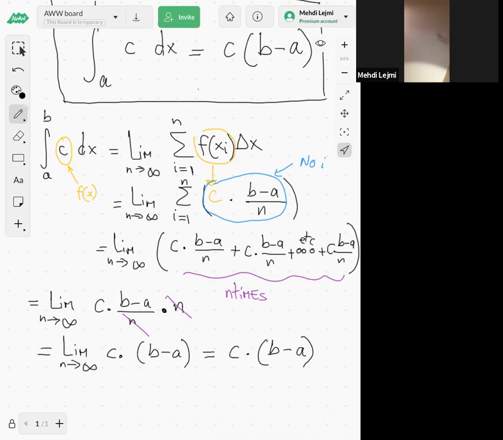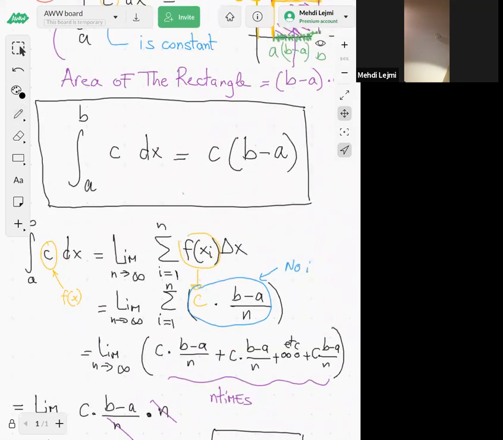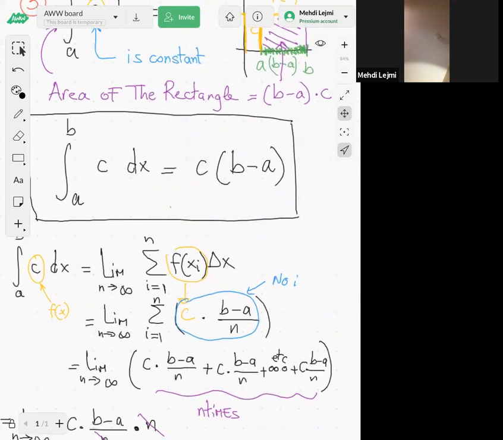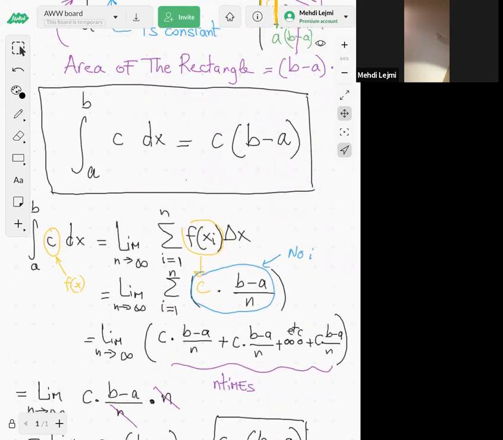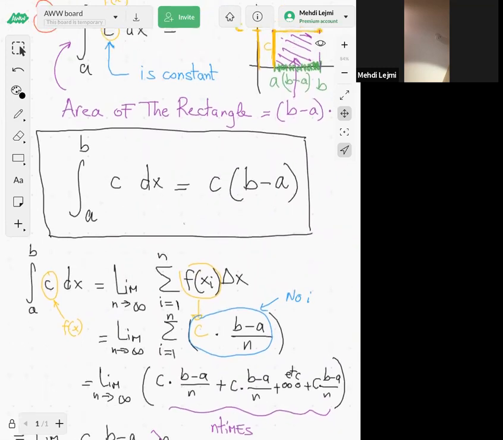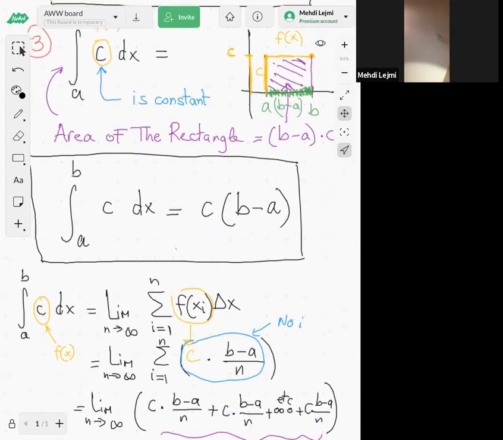All right, so we get the same answer as the geometric interpretation of the integral as the area of the region bounded by the constant function and the x-axis, right? Anyway, guys, if you either use the definition or you use just the interpretation of the integral, then you can see that the integral of this constant c is just c times (b minus a), right? And again, it's just the area of our rectangle, right?